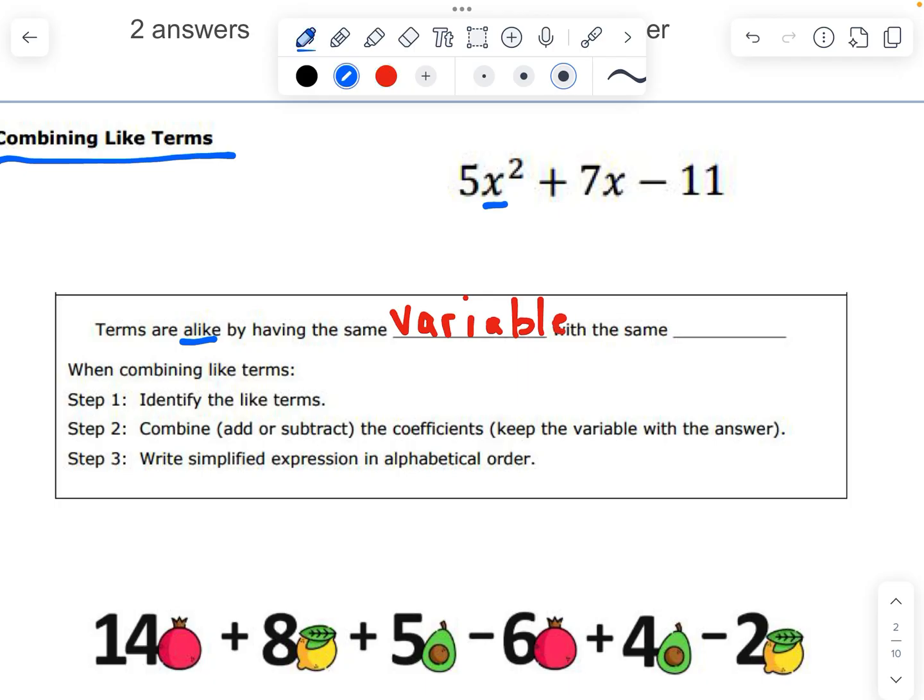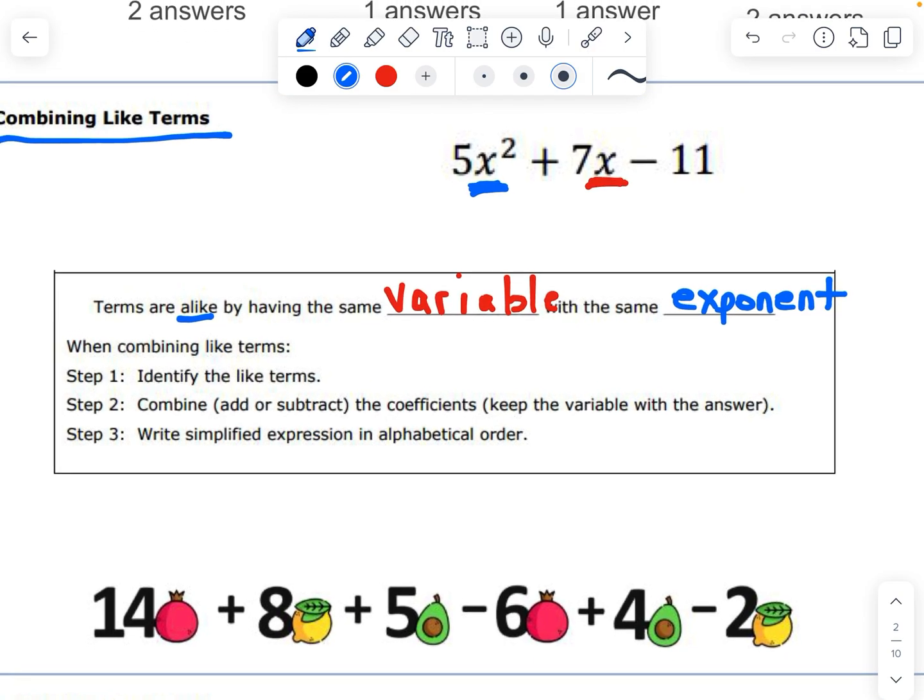Okay, so if I see an x here and an x here, we could say we're alike, but you also have to have the same exponent. Okay, so that's the full and complete sentence. You are alike by having the same letter and exponent, the same variable raised to the same power. Okay, so in this case, the x and the x squared are not alike. Okay. Now we are going to be combining like terms, right?